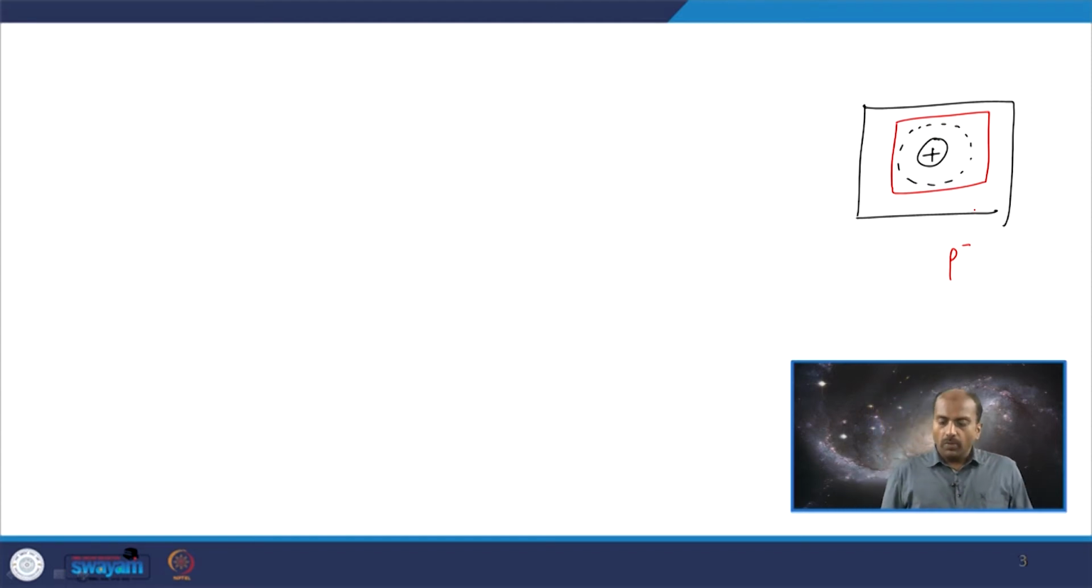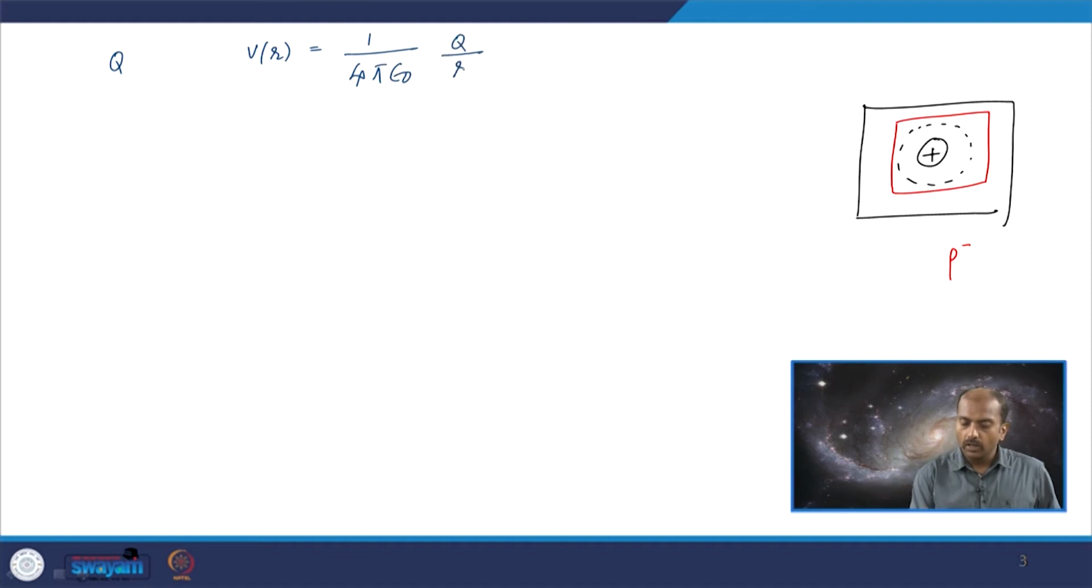So, to begin with, let us say you have a positive test charge Q. The potential in this small region will simply be V of r equals 1 by 4 pi epsilon naught Q by r. What does this mean? This is just a Coulombic potential. So, with a distance r, the potential will look something like this.